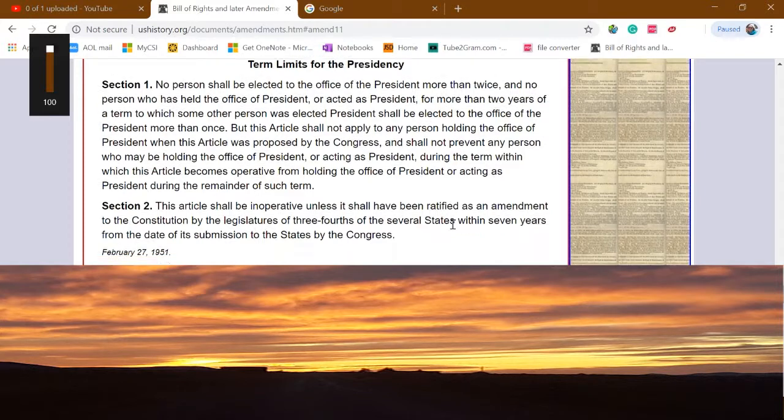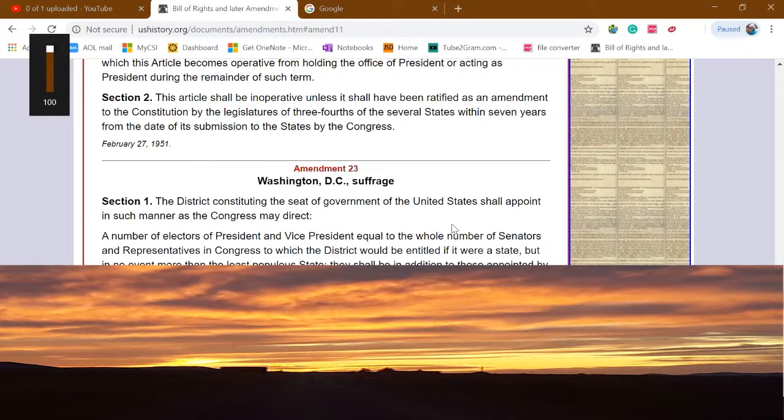Section 2. This article shall be inoperative unless it shall have been ratified as an amendment to the Constitution by the legislatures of 3/4 of the several states within 7 years from the date of its submission to the states by the Congress. February 27, 1951.